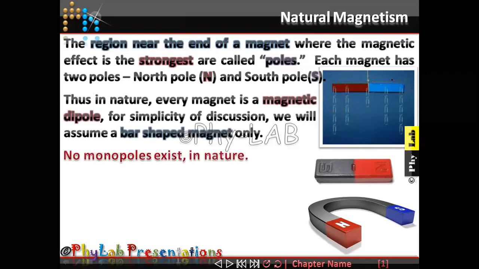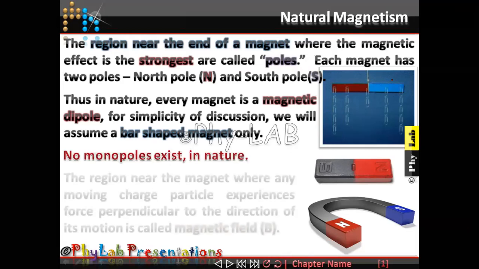Now in nature, we always get a dipole. We never get a monopole existing in nature, because once again I would like to reiterate the very concept of the previous chapter, that every atomic magnet is also a dipole. So please do remember that no monopoles exist in nature.